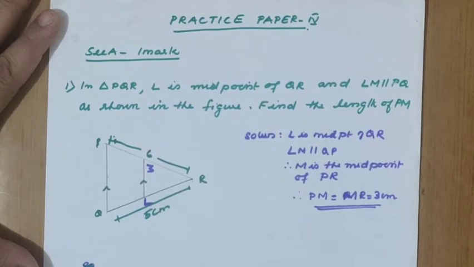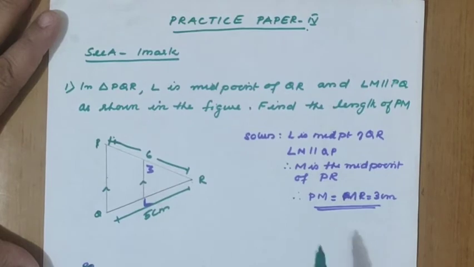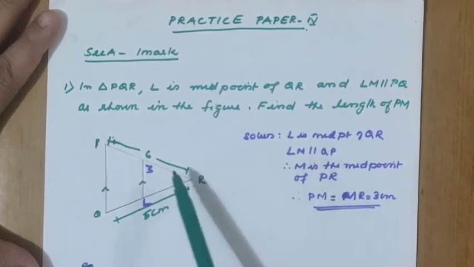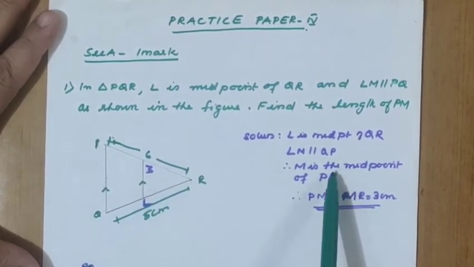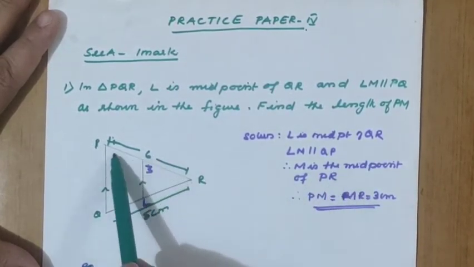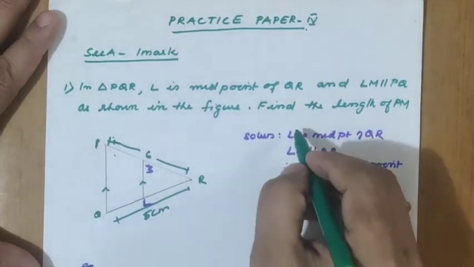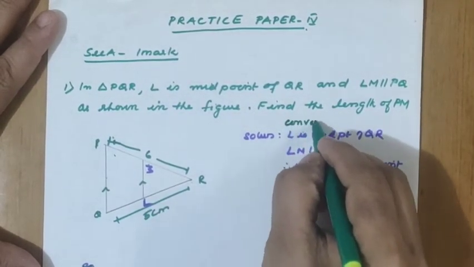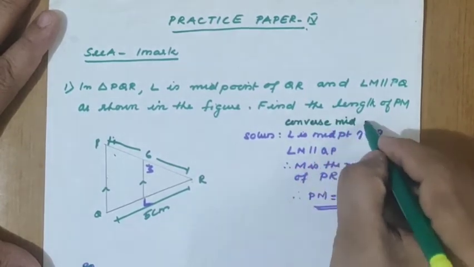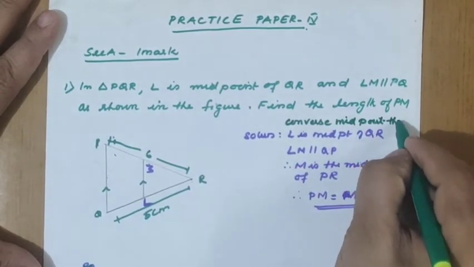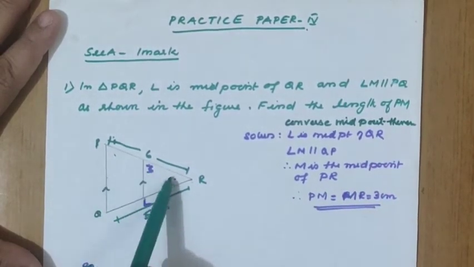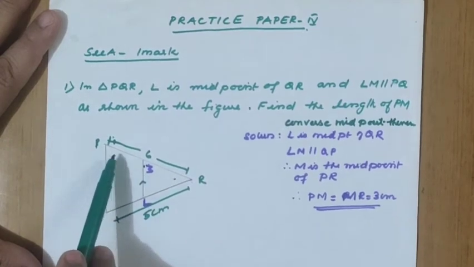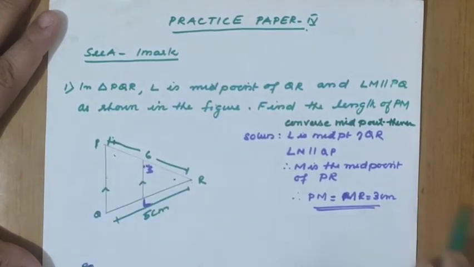Since it is a 1 mark question, there is no need of drawing the diagram again and again for the answer solution. We have to write only these many steps. L is the midpoint, LM parallel to PQ. Then what is that? By converse midpoint theorem, M is the midpoint of PR. So you can write converse midpoint theorem directly also. Then M is the midpoint, and the total length of PR is 6 only. So since M is the midpoint, PM equals MR equals 3 centimeter.